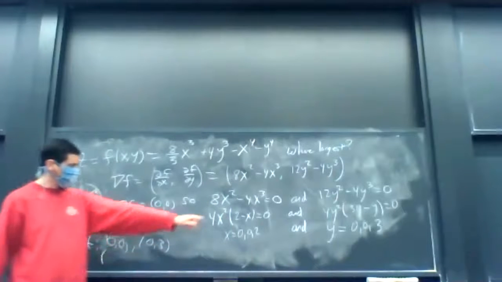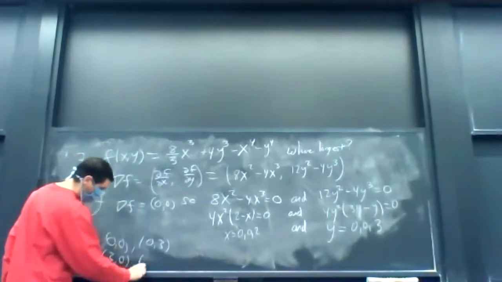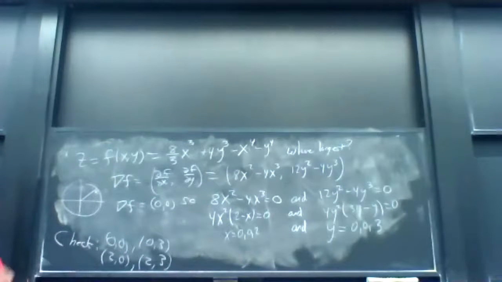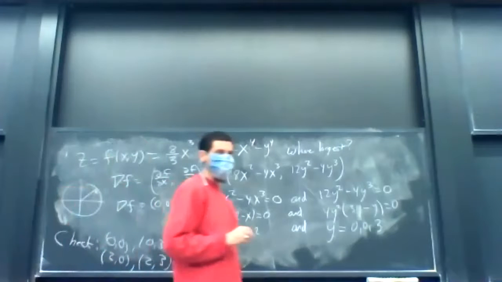I could take X equals 2 and Y equals 0, 2, 0. And I could take X equals 2 and Y equals 3. Is 4 points a lot to check? No. Do you think one of them has to be the maximum?